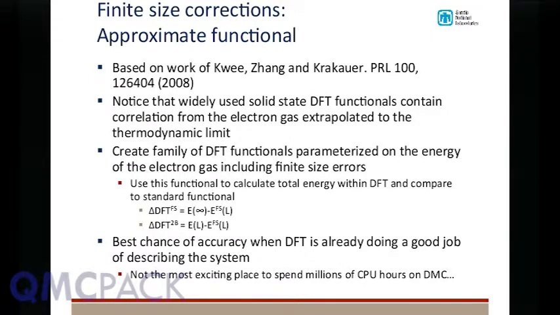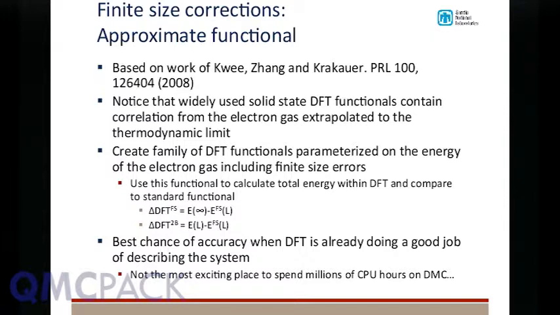So firstly is the use of an approximate functional. This is a paper that came out in 2008. And they noticed that the widely used DFT functionals that we have for solid-state calculations, like LDA or pretty much any of the GGAs, are fit to correlations from the electron gas that were calculated with Quantum Monte Carlo and then extrapolated to the thermodynamic limit. So they've already taken care of these long-range correlations, right?